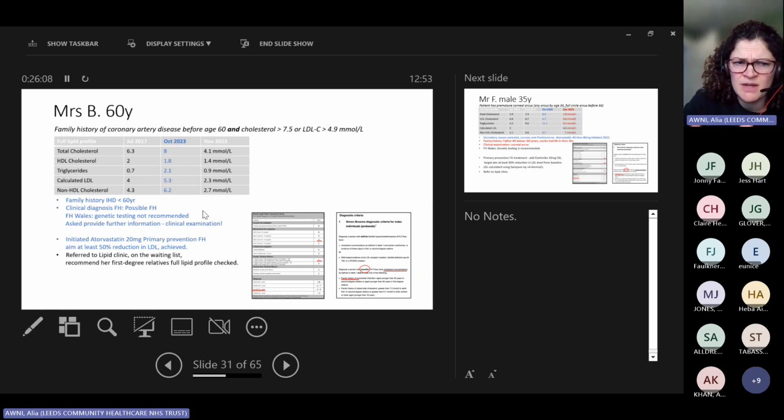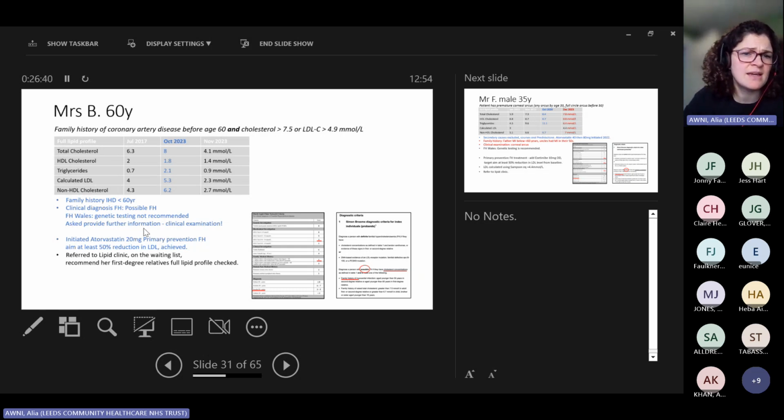They did some screening for FH. They took a family history: ischemic heart disease below the age of 60. If we apply the Simon Broome criteria, it's classified as possible FH. And if we do it with the Dutch scoring, it comes out as possible as well. So we treated the patient and put them on lipid lowering treatment. This patient is primary prevention, so we put them on atorvastatin 20.